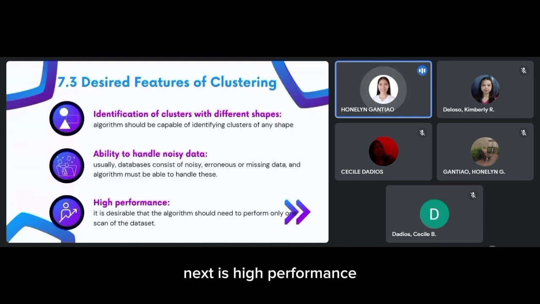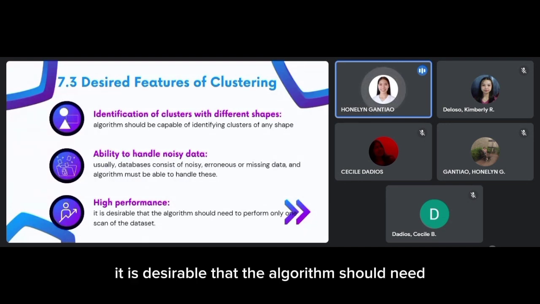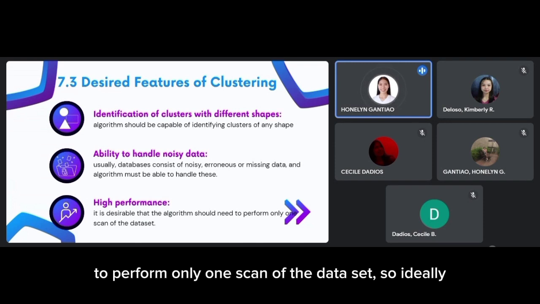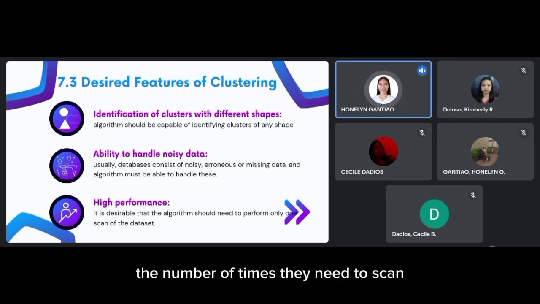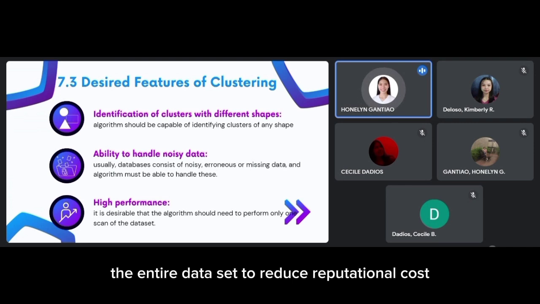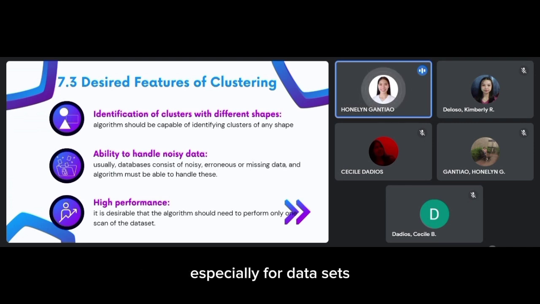Next is high performance. It is desirable that the algorithm should need to perform only one scan of the dataset. Ideally, clustering algorithms should be designed to minimize the number of times they need to scan the entire dataset to reduce computational cost, especially for large datasets.